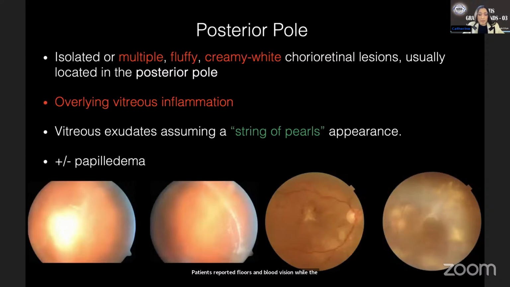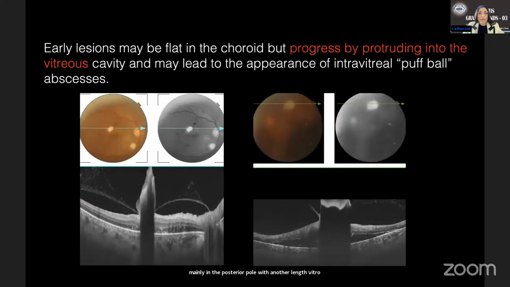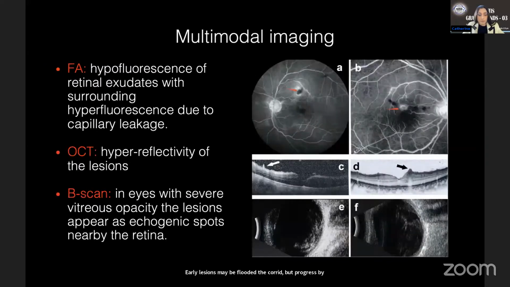The ophthalmoscopic appearance of endogenous Candida endophthalmitis is characterized by one or more white lesions located mainly in the posterior pole with an overlying vitreous inflammation and vitreous exudates in the form of string of pearls. Early lesions may be flat in the choroid, but progress by protruding into the vitreous cavity and may lead to the appearance of intravitreal puff ball abscesses.